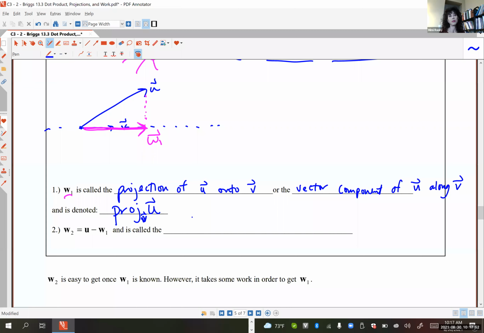Be careful, because the projection of U onto V is not the same as the projection of V onto U. So if you get confused, that's where I don't give you partial credit. You do it backwards. Yeah, sorry.